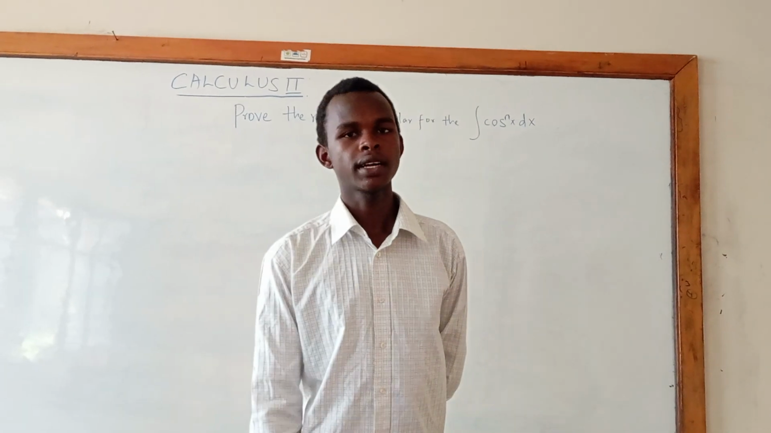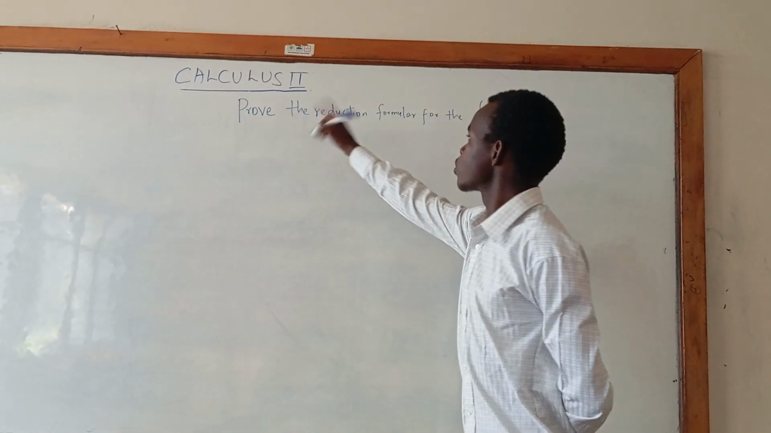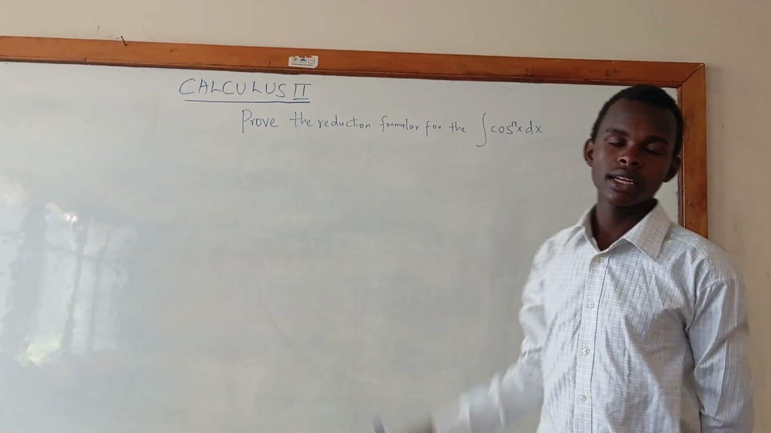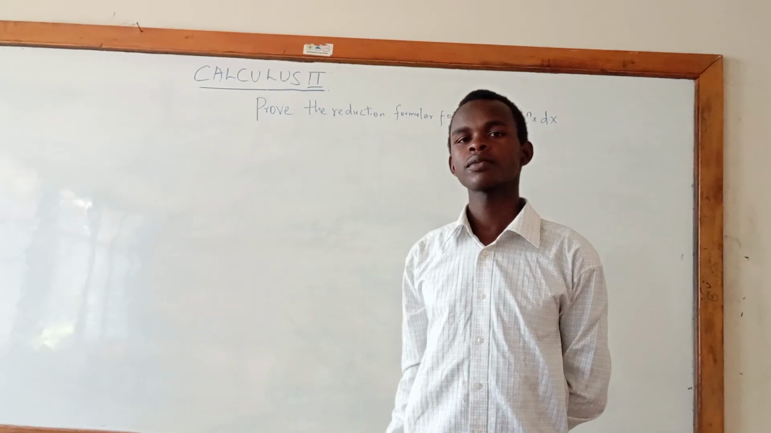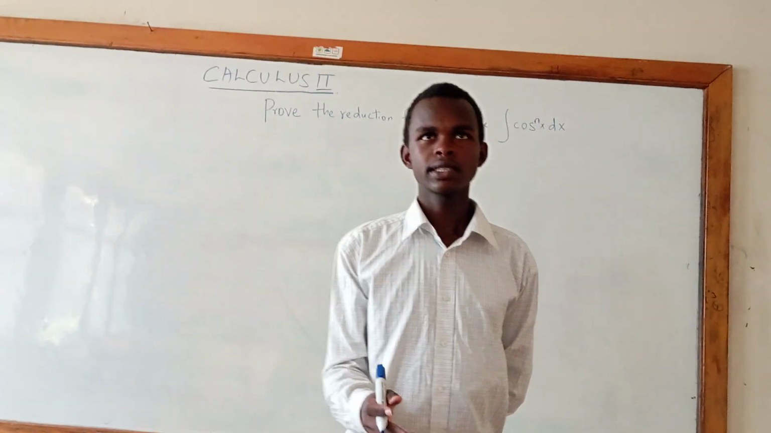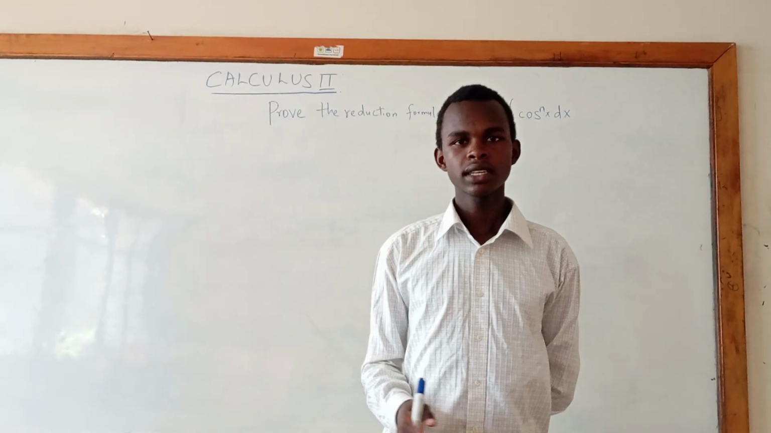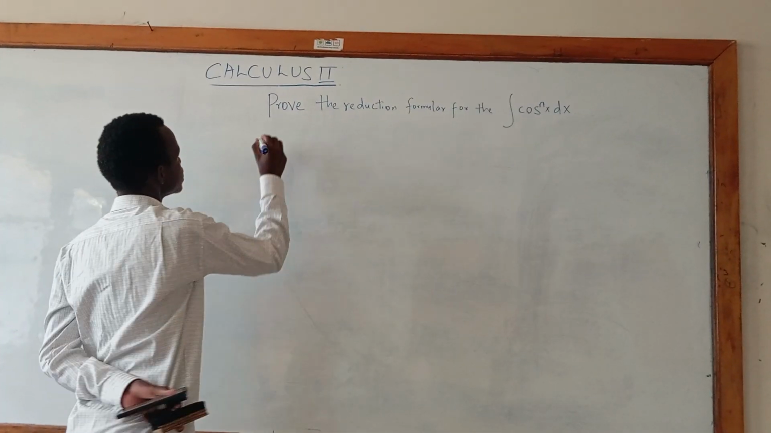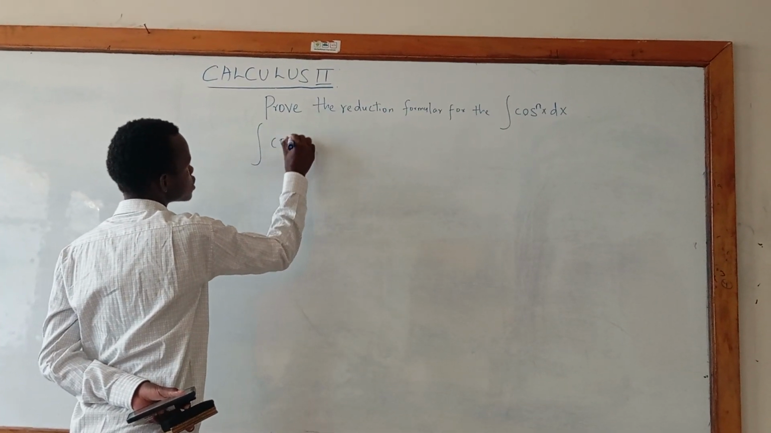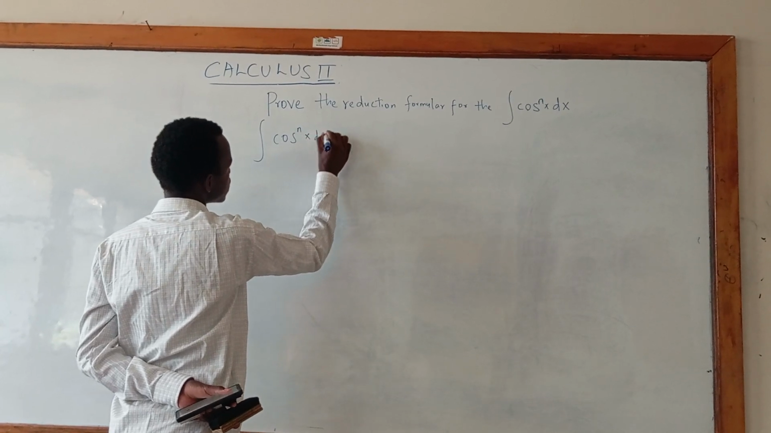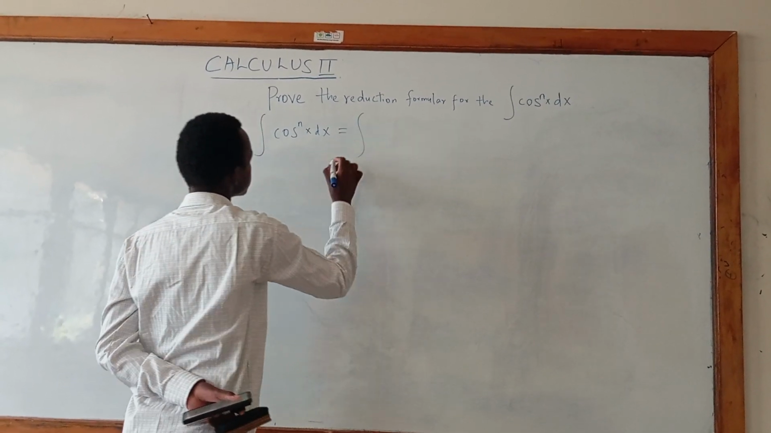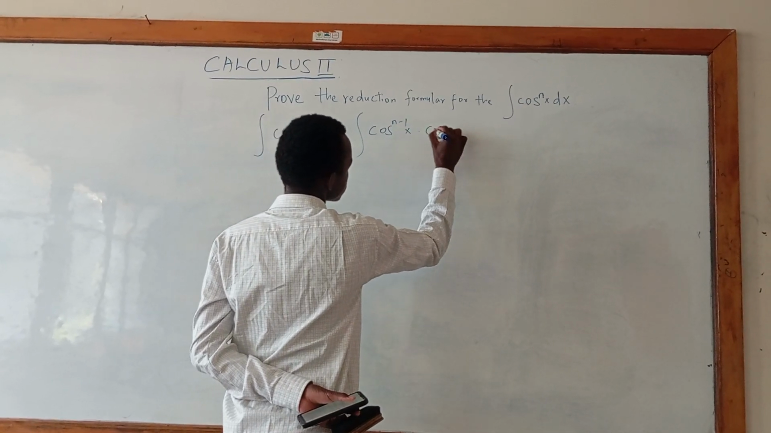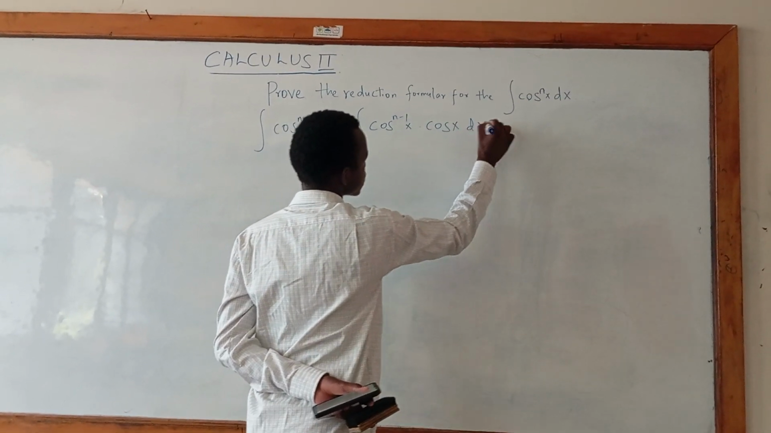This is another video on the derivation for proving the reduction formulas for cos to the n, any power of cos. My previous video covered the reduction formulas on secant and tangent. To prove this, we write the integral of cos to the n of x dx, split as cos to the n minus 1 of x multiplied by cos of x dx.